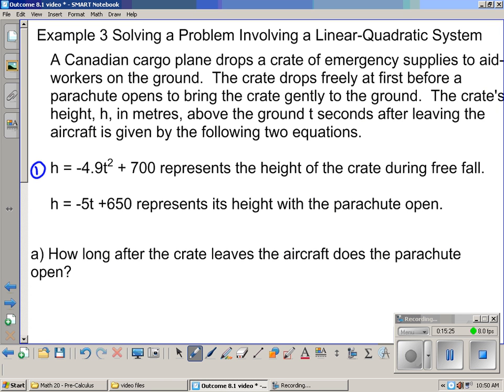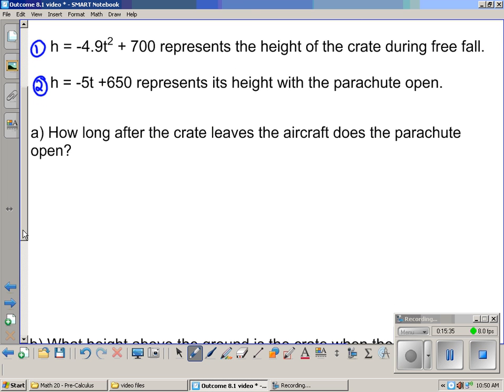The first equation represents the height of the crate during the free fall portion, and equation number 2 is the height when the parachute opens. So part A asks us, how long after the crate leaves the aircraft does the parachute open? So we're looking for a solution to those two equations. I'm going to solve by substitution because I already have one of my variables by themselves.